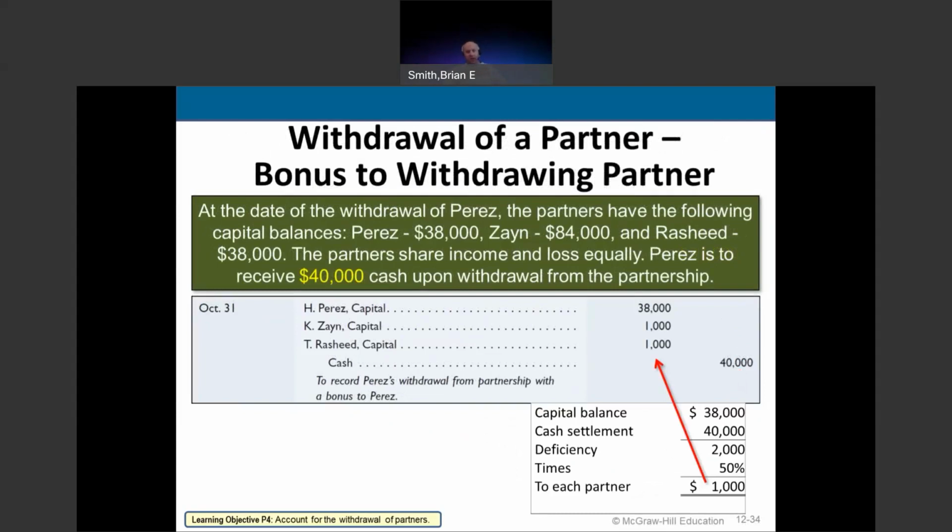On the flip side, if Zane and Rashid are trying to buy out Perez, and Perez is like, fine, but you've got to give me some more money, they say, fine, we'll give you $40,000. Well, now we're paying you 40,000, but your capital balance is only 38,000. We're going to pull 50% of that remaining 2,000 out of each of Zane's and Rashid's accounts, and that'll count for $1,000 each.